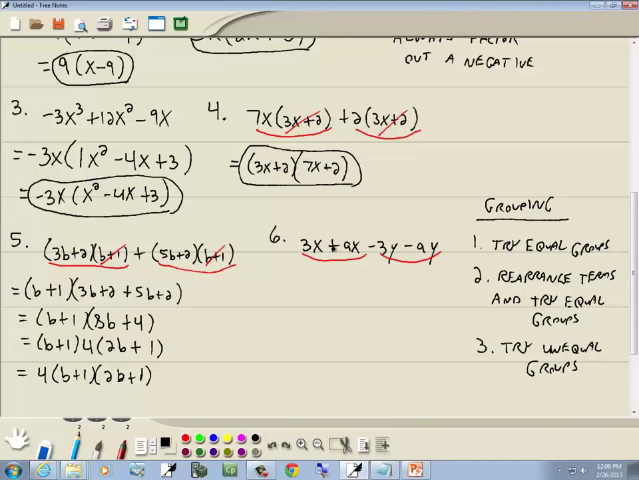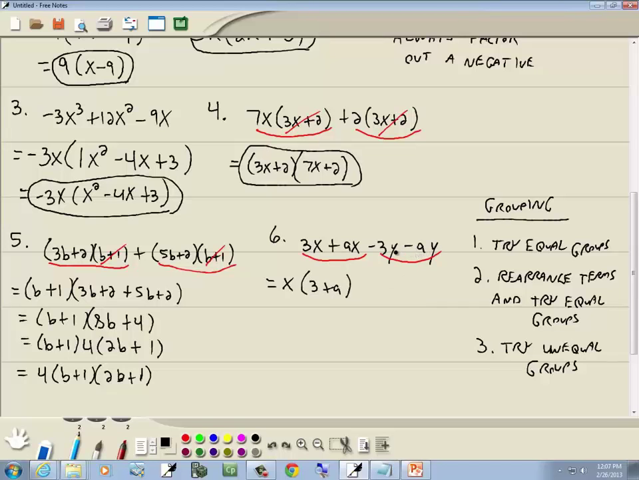Okay. Now looking at our first group, we cover up the second group. We don't look at it at all. We look at just the 3x plus ax. We look for what they have in common GCF-wise. Well, these both have an x, so I'll factor that out. And that leaves us 3 plus a.